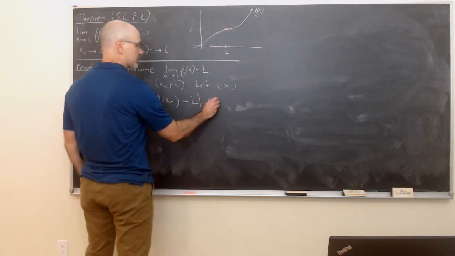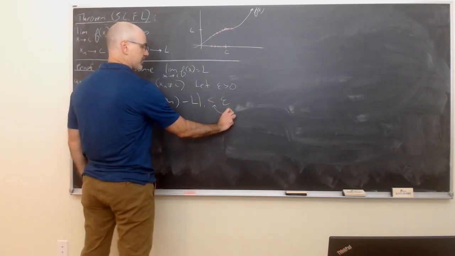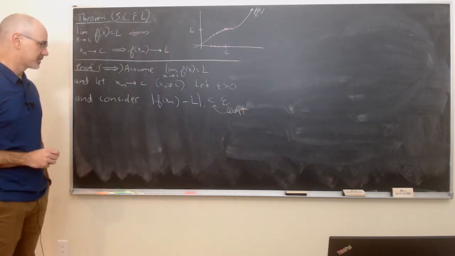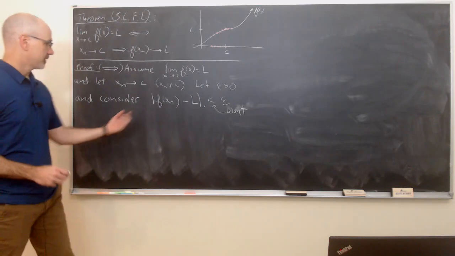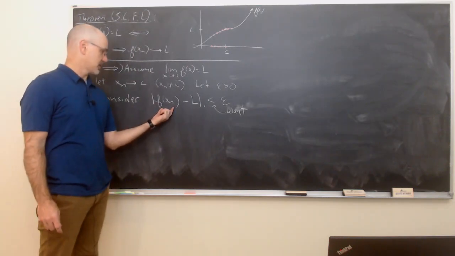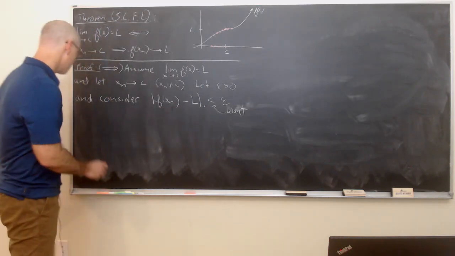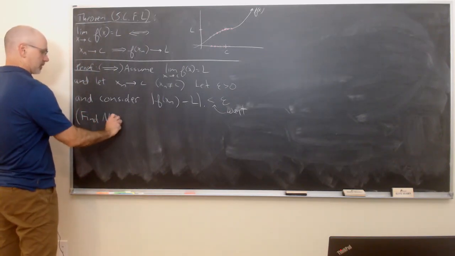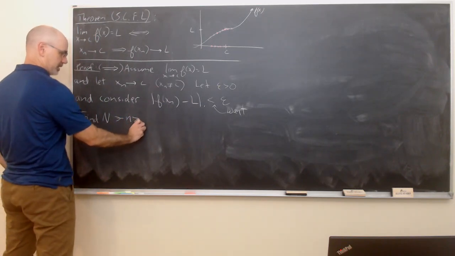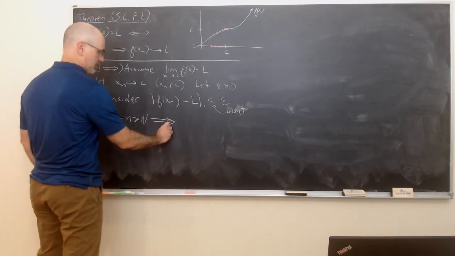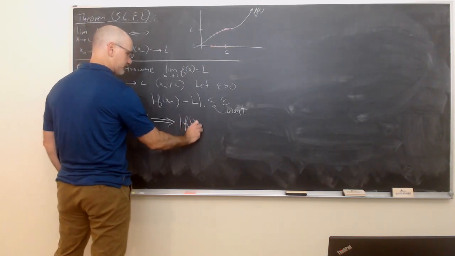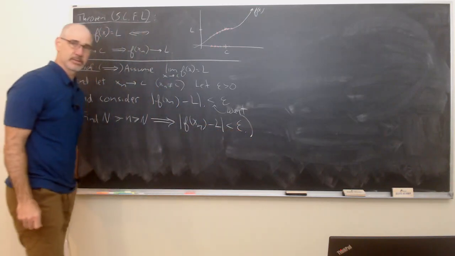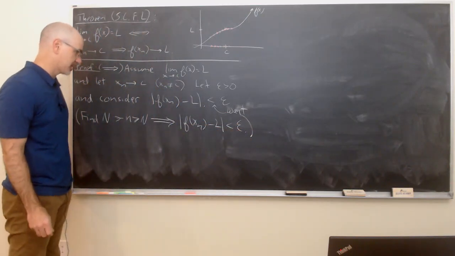So what we want is the usual thing. Can we make that quantity smaller than epsilon? Well, remember that this f of x_n is a sequence itself. And so what that means is we need to find a capital N such that n bigger than capital N implies that f of x_n is within epsilon of L.